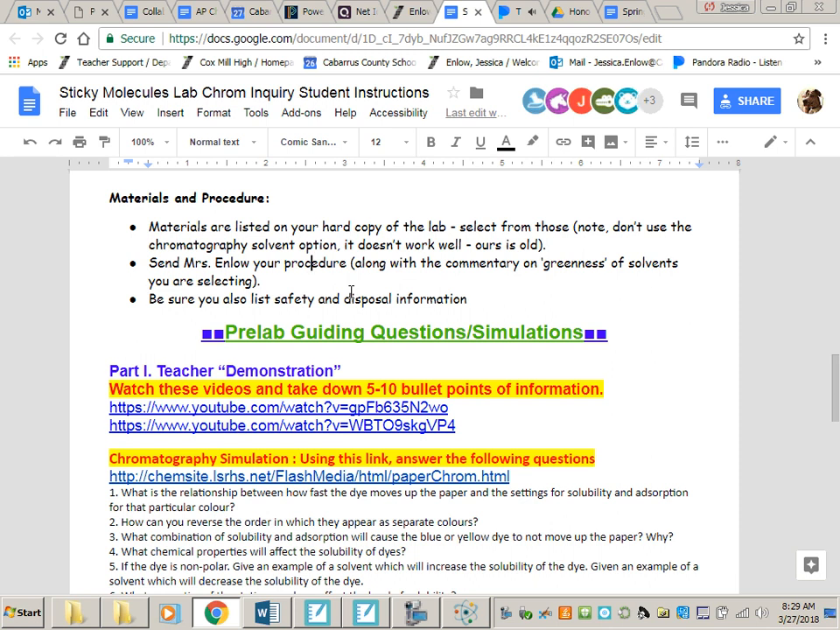All right, these are your groups. Make a shared Google Doc and then decide what you need to do from there. You probably want to look at your hard copy for a lot of this.